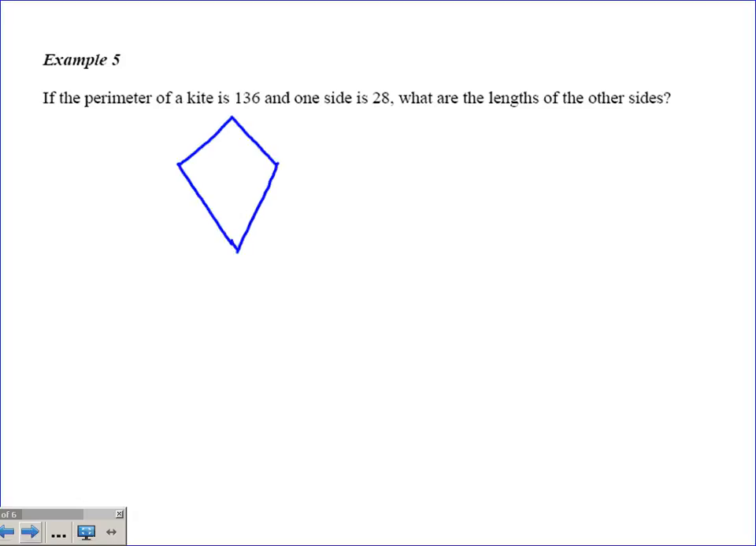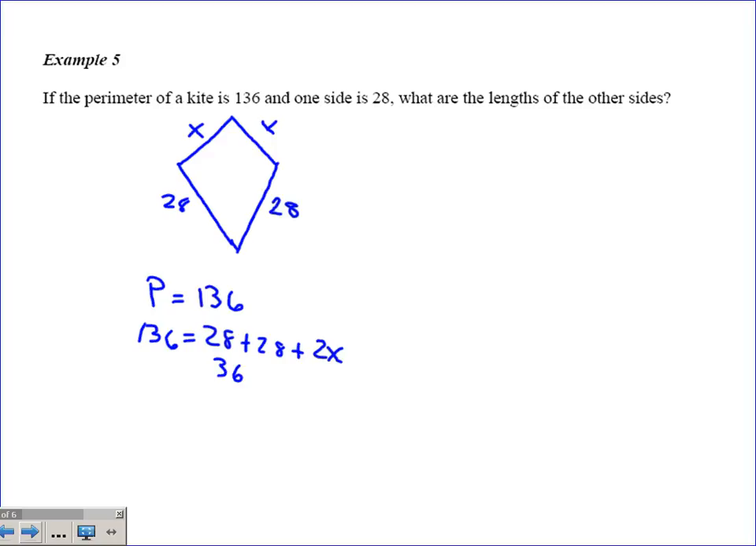24, and one side is 28. Look at this, this is 28, this is 28. These are going to be the same. So could we basically write an equation for this? We could say 28 plus 28 plus 2x equals 136. And we could solve this, right? This would be 36 here, equals 136. That'd be 100 equals 2x, or x equals 50. So I guess both of these are 50. I just didn't really draw it to scale, but that's what we say.